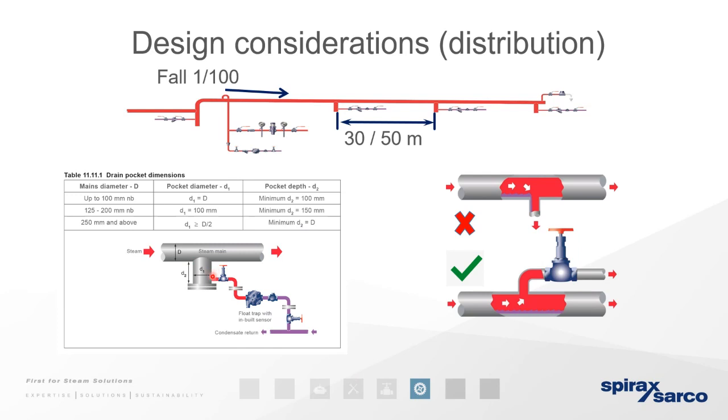So the minimum of 100 millimeters should be your drain pocket diameter, and the length of that pocket should be a minimum of 150. And anything exceeding 250 millimeters and above, we can see that D1 needs to be half of what your size would be, and your minimum depth is the same as your main. And that will ensure that condensate that runs through this system will fall into the pocket and therefore will be removed from the steam system.